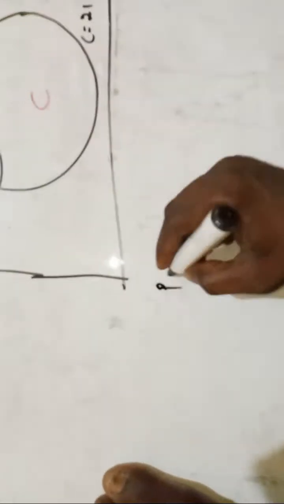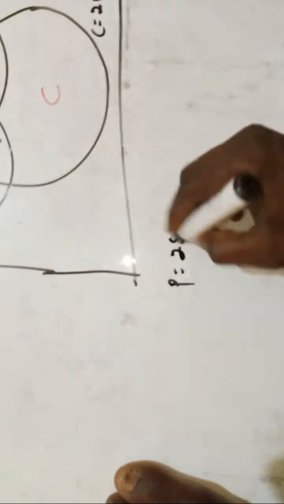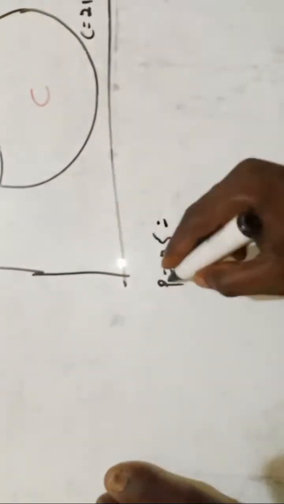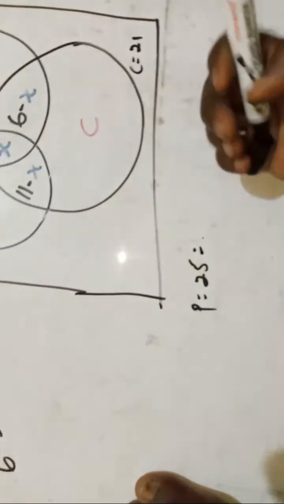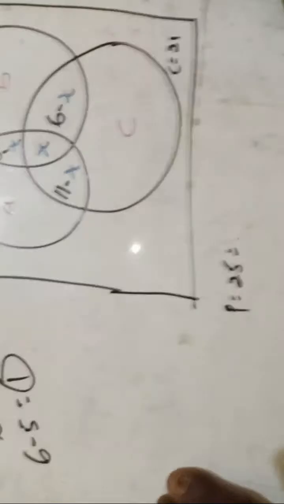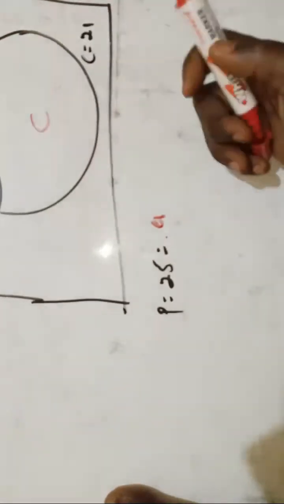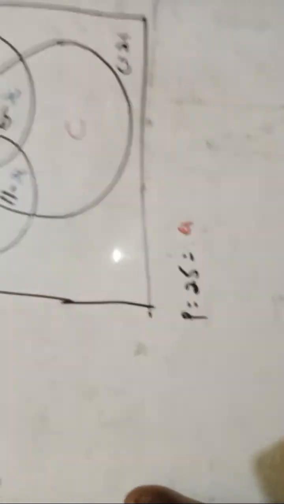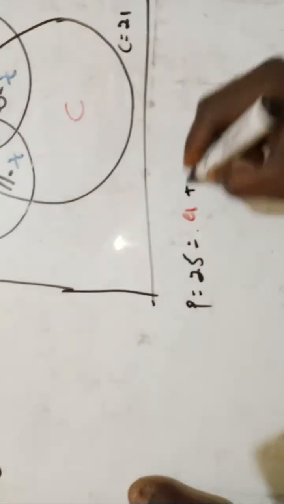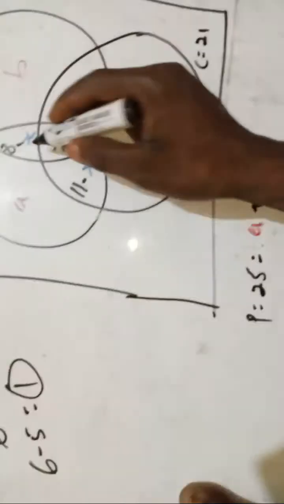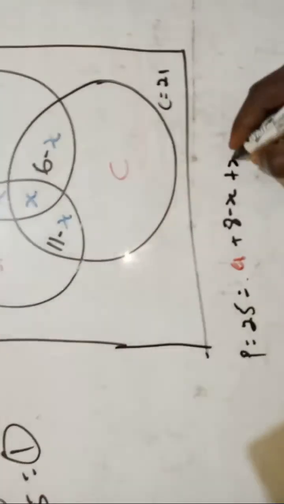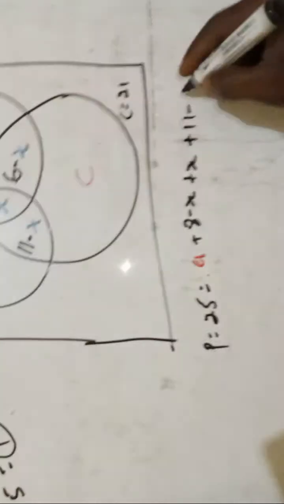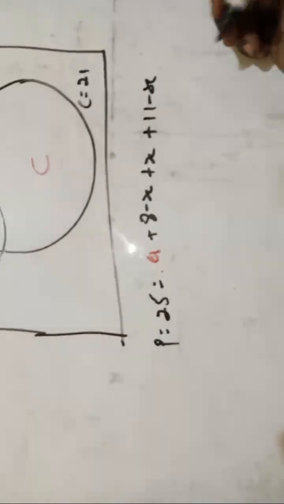So here we have for P, that is equal to 25. Everything is equal to 25, right? So the 25, the plantain here, is equal to everything here. How many rooms does the plantain have? Plantain has 4 different rooms, 1, 2, 3, 4. So that is the A, right? A is the first room. And then plus 8 minus X, so this room here, can you see this room? And then plus this one, plus X, and then plus 11 minus X, right?